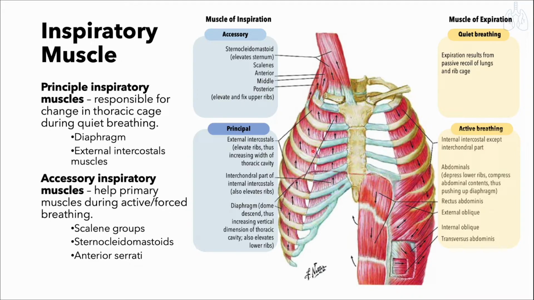Okay, so a second one for the inspiratory muscles, we have the sternocleidomastoid. Okay, dekat you punya leher sini, you have a scalene anterior, medial, posterior, and these accessory muscles are actually going to be used during active or forced breathing.